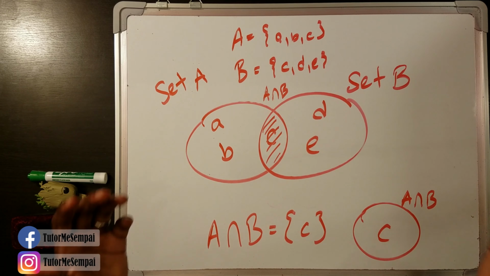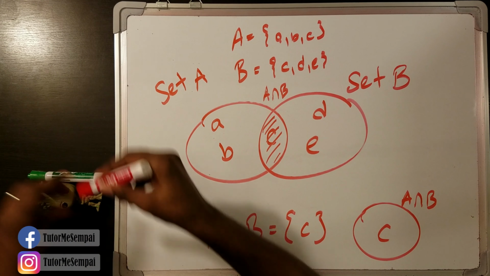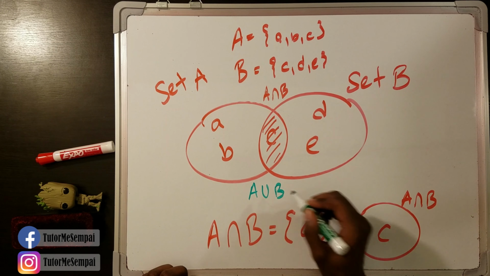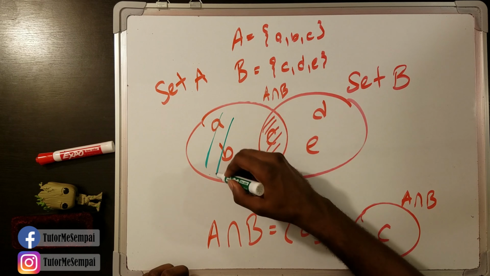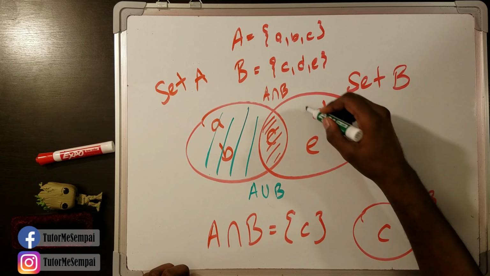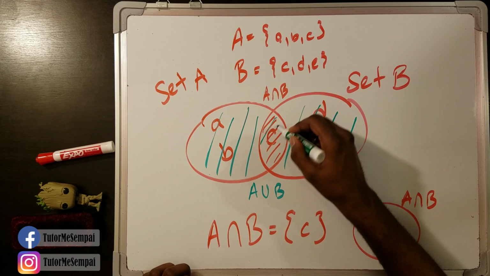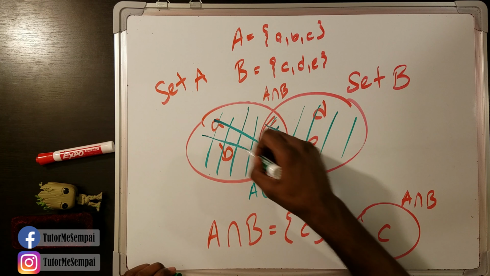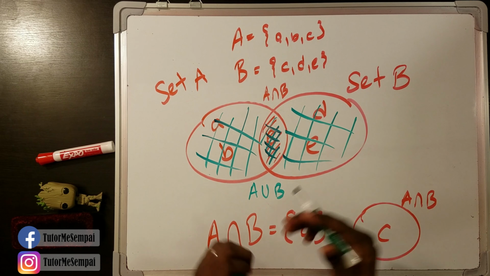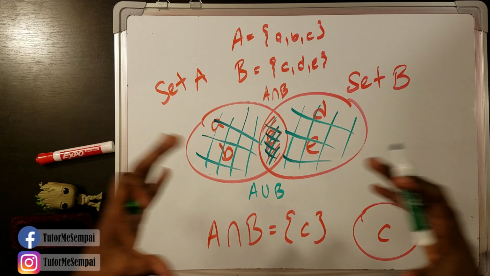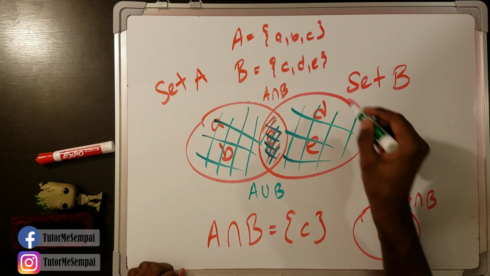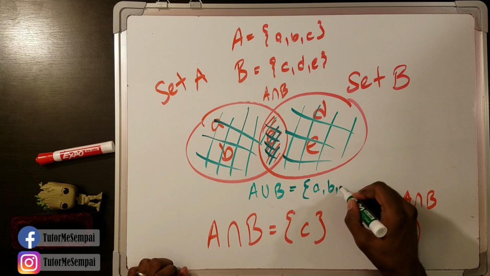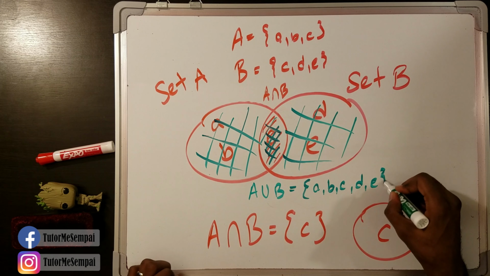And if you're trying to find A union B, let's say we want to shade that. So I borrow this green one here. A union B, well, that's going to be everything in A, everything in B, and also what they have in common, right? So you notice we're pretty much coloring everything because a union takes everything into account. A union B is going to be everything here. So if you write it out, it'll be A, B, C, D, E, everything.